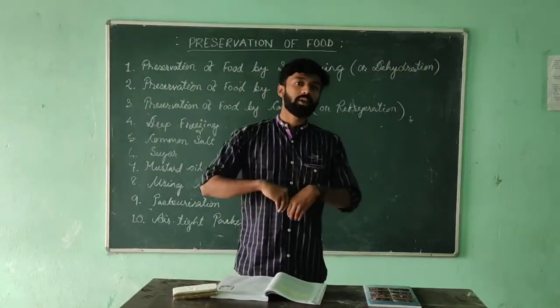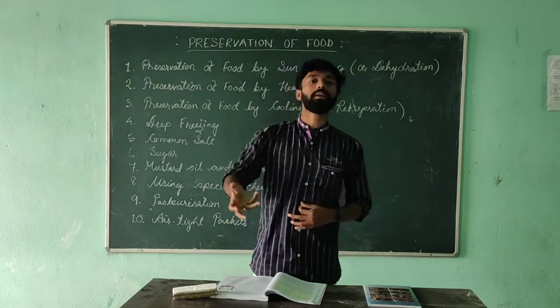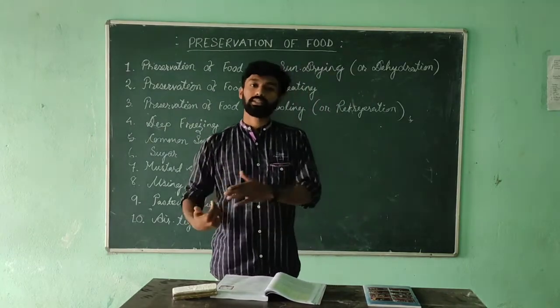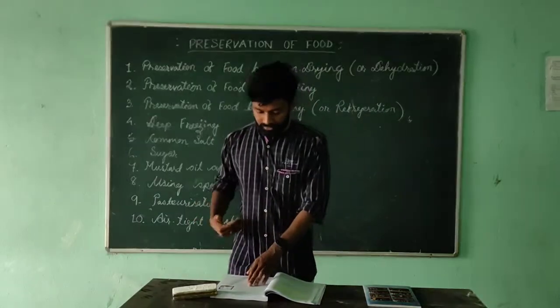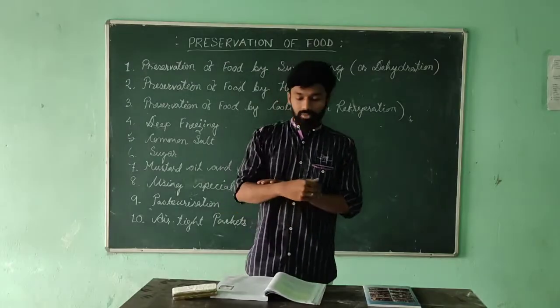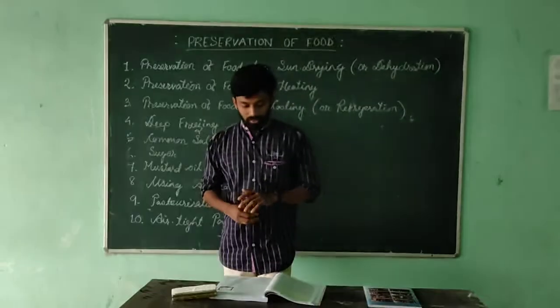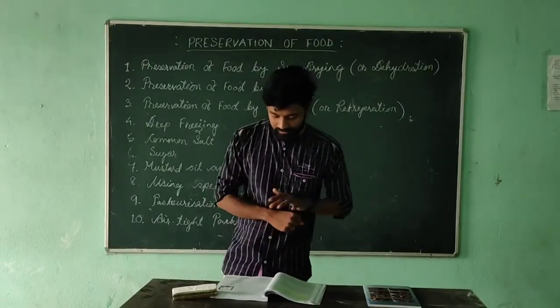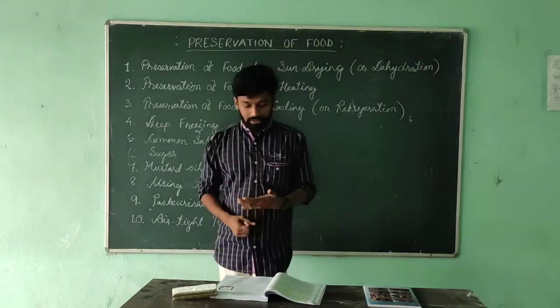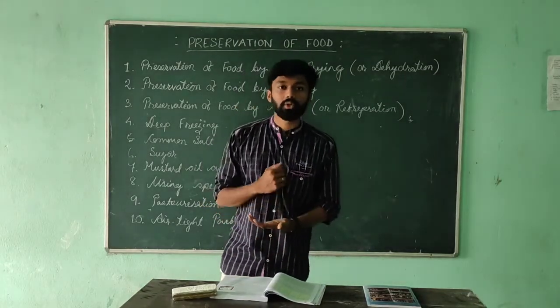That toxin is going inside our stomach, and it will cause some reactions, and thus we will get problems like diarrhea, vomiting, etc. So this is what happens in food poisoning. Mainly the organisms which cause food poisoning are Salmonella, Clostridium botulinum, etc.